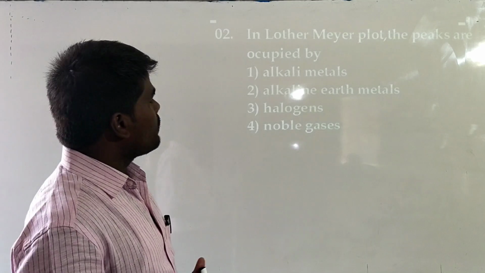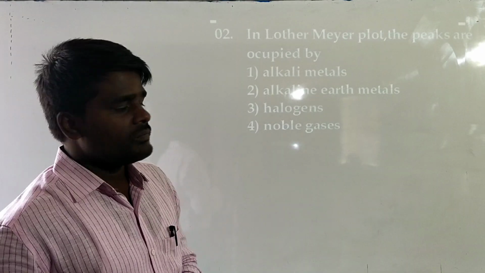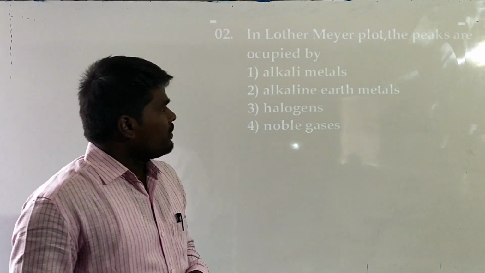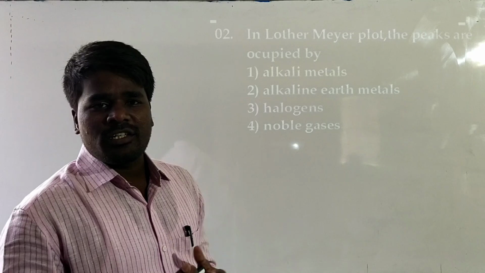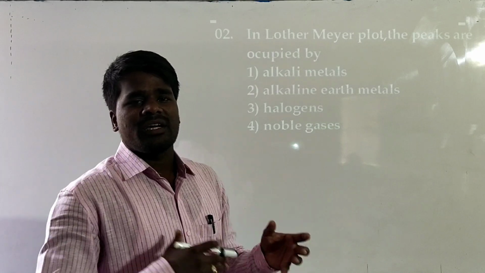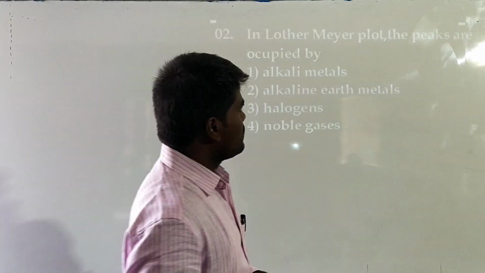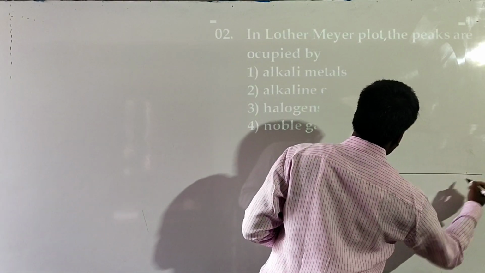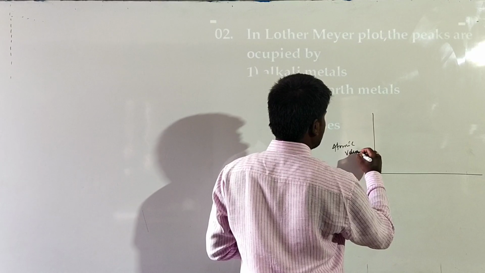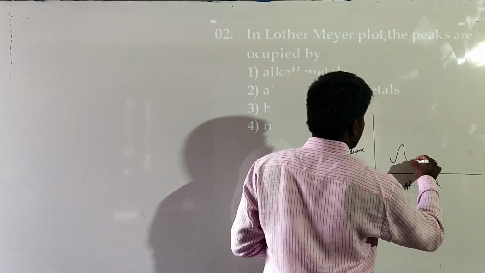Read the question thoroughly. What the question is saying: in Lothar Meyer's plot, the peaks are occupied by. We have discussed the Lothar Meyer classification of elements, in which he arranged his classification in graphical form by plotting a graph taking atomic volume versus atomic weights. He has plotted atomic volume and atomic weight. It was a graph something like this.